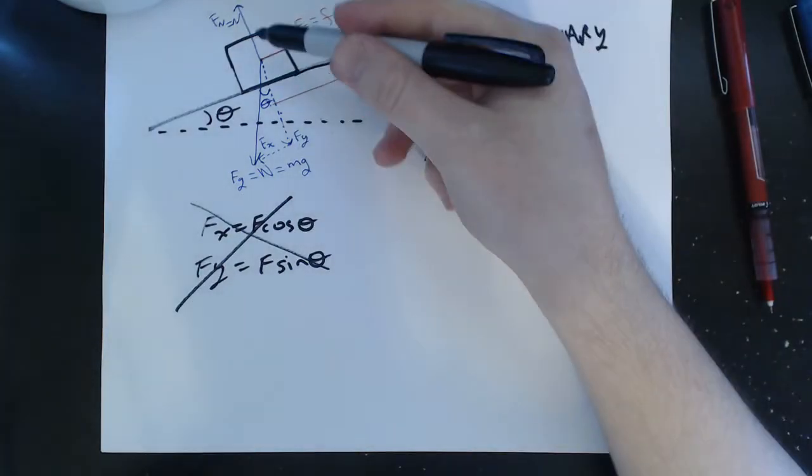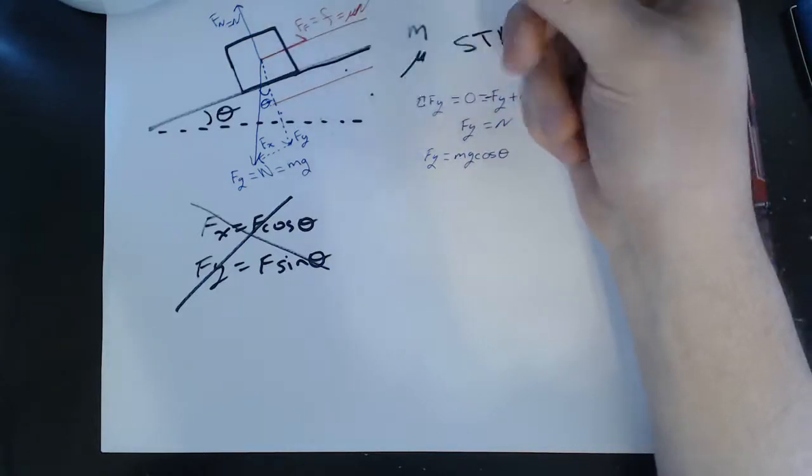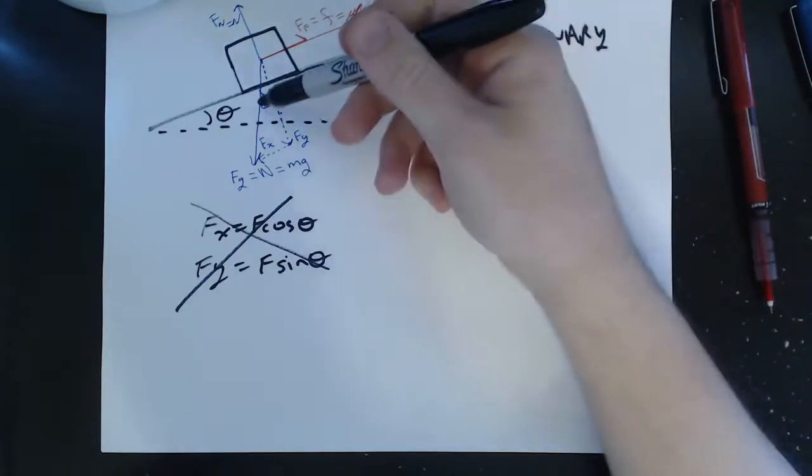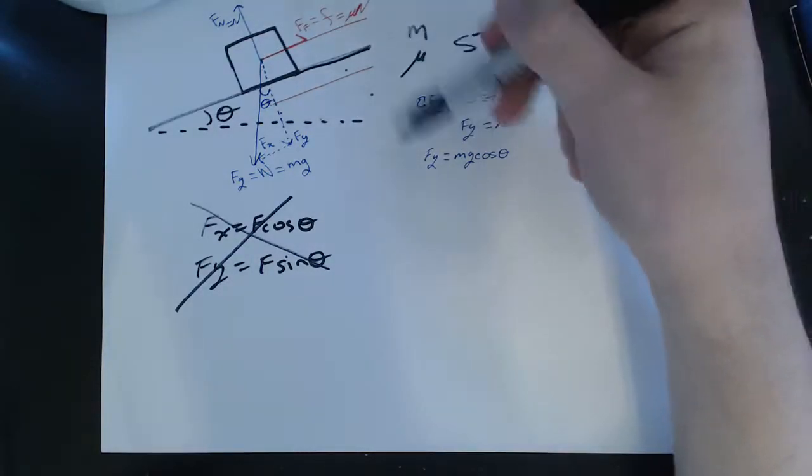You see, in this case, we can call this the y direction, but Fy is not F sine theta. Fy is F cosine theta because it's the component adjacent to that angle theta, right? So that's how to find your forces in the y direction.